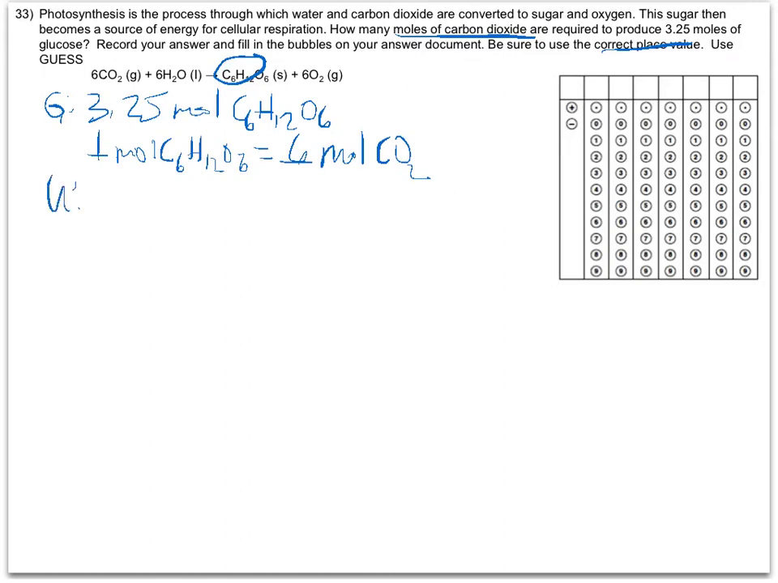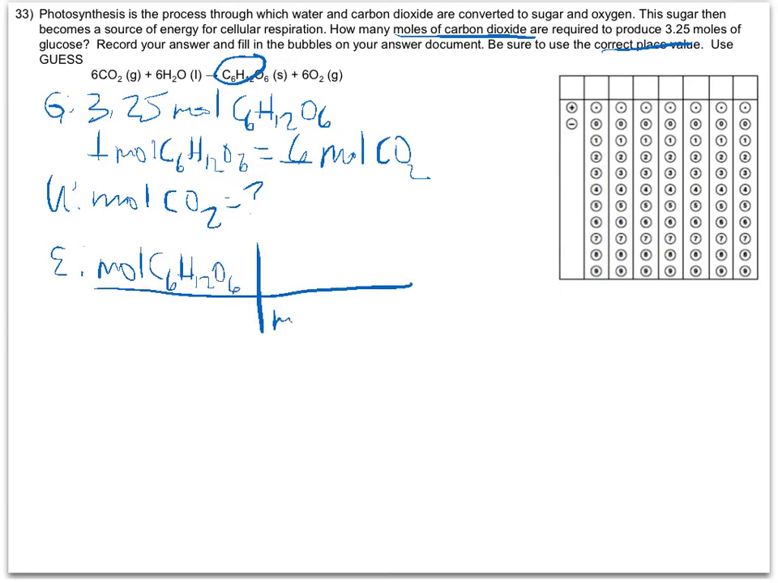So we've got the moles of CO2 that we're looking for, and then we can just go ahead and set up our equation. We're given moles of glucose, and then we know that we're going to want to get out of that and go into moles of CO2. So we're given moles of C6H12O6, which means that moles of C6H12O6 needs to be on bottom, and moles of CO2 need to be on top.